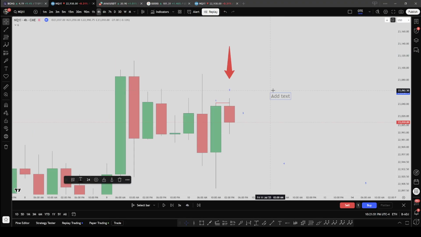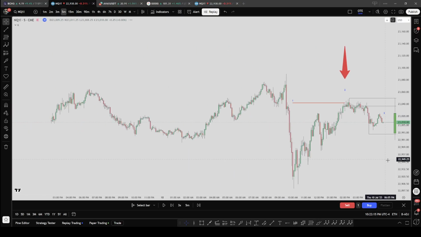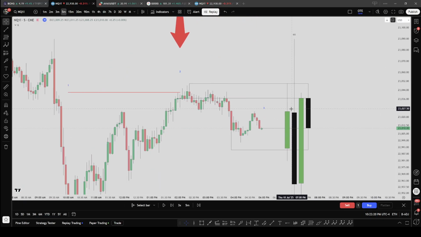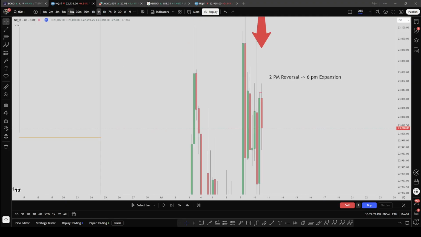So let me remember the order of delivery. Let's just say 2 p.m. reversal, then, is this 2 p.m.? Yeah, it's 2 p.m. 6 p.m. expansion. Okay, so now we have that. Let's go to a lower time frame. Wait, where are we? We have this.